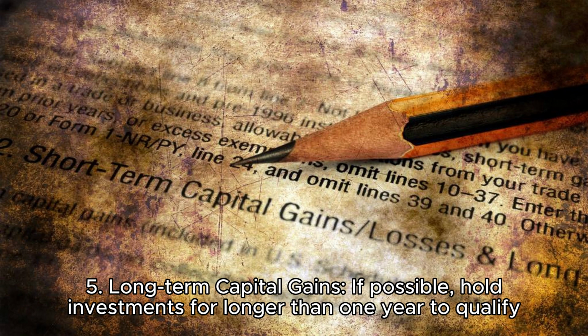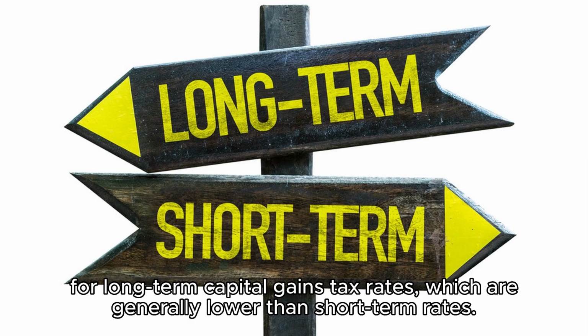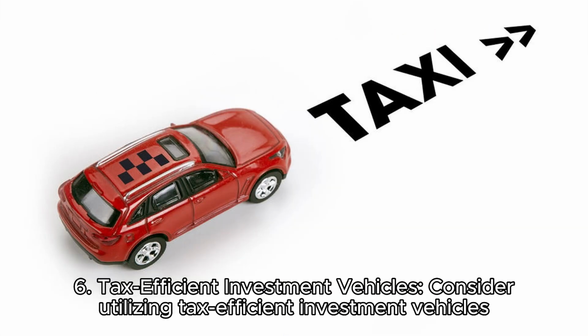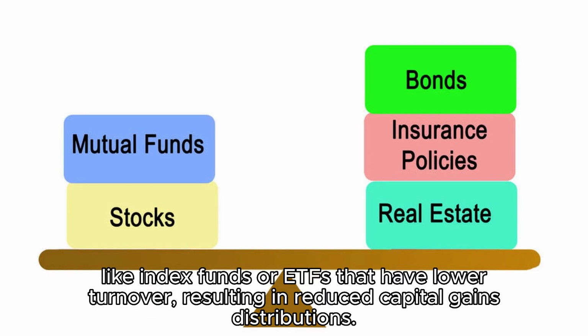5. Long-term capital gains. If possible, hold investments for longer than 1 year to qualify for long-term capital gains tax rates, which are generally lower than short-term rates. 6. Tax-efficient investment vehicles. Consider utilizing tax-efficient investment vehicles, like index funds or ETFs that have lower turnover, resulting in reduced capital gains distributions.